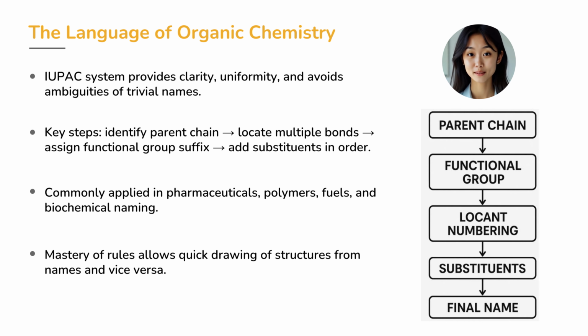In real life, this is vital. Drug companies rely on exact names to patent medicines, industries use it for fuels and polymers, and biochemists use it to describe molecules in our cells. Once you master this, you can look at names like 2,3-dimethylbutane or 3-nitrocyclohexane and sketch their structures instantly. Isn't that like Google Maps for molecules?